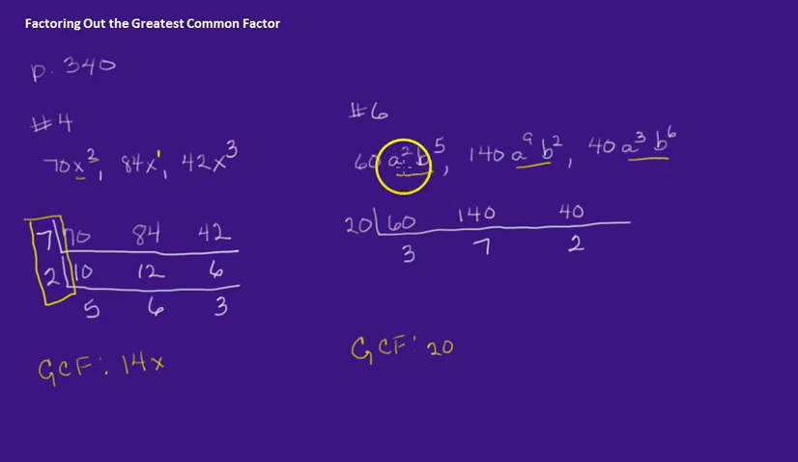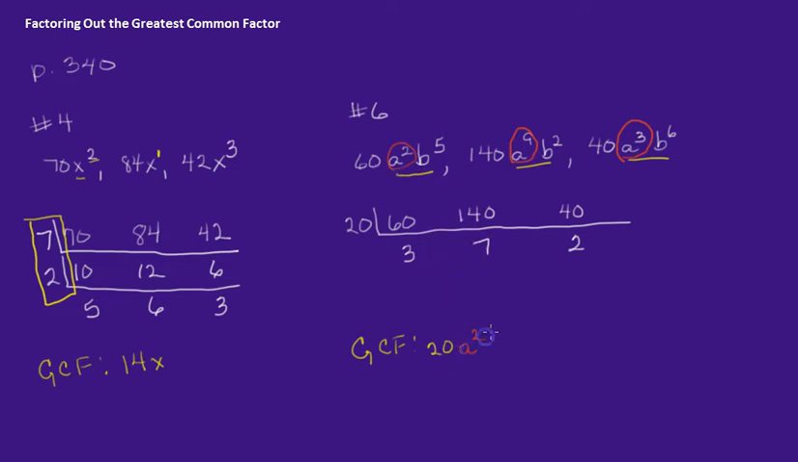Well, here, let's look at the A's first. Let's do this in orange. So here I have A squared, I have A to the 9th, and I have A cubed. So my greatest common factor for my A terms is going to be the A term with the lowest exponent. Well, that's going to be A squared.